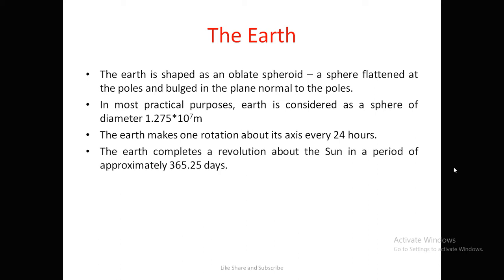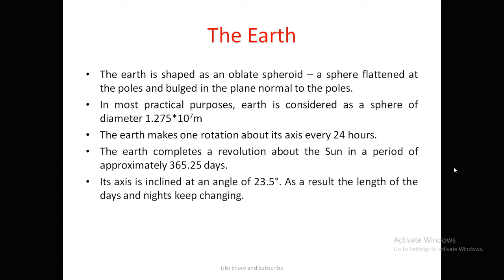The Earth completes a revolution about the Sun in a period of approximately 365.25 days. That means this is 1 year. In a year, the Earth revolves around the Sun. Its axis is inclined at an angle of 23.5 degrees. So its axis is not straight, it's inclined at an angle of 23.5 degrees. As a result, the length of the days and nights keeps changing. This is a very important point. That's why the length of the days and nights keeps changing.